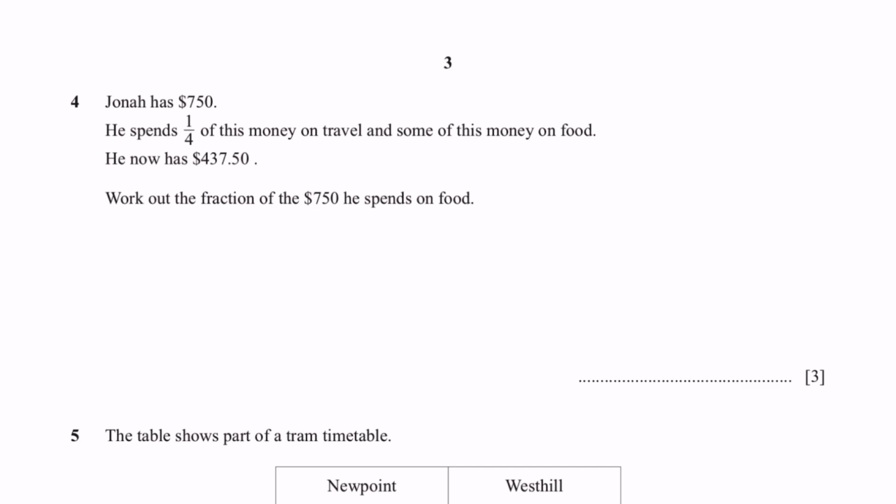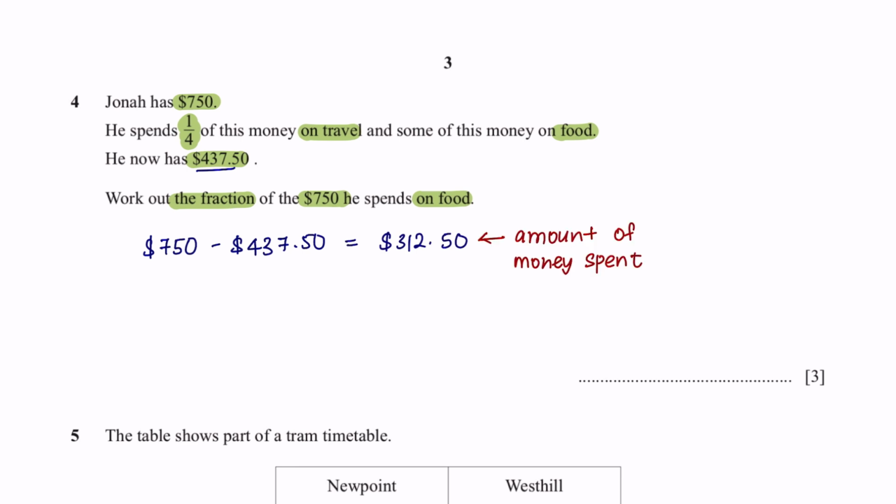Next, question 4. Jonah has $750. He spends 1/4 of his money on travel and some of his money on food. He now has $437.50. Work out the fraction of the $750 he spends on food. So if Jonah has $750 and now the balance is $437.50, working out the difference of this value can give us the amount of money spent for both travel and food.